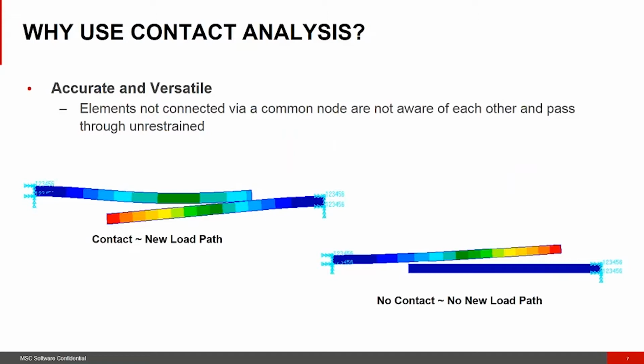And why do we say it's accurate? Because contact allows you, especially for complex assemblies, to have a better load transfer and also capture the correct load path and the physics of the structure. If you don't define contact between the parts, they're not going to see each other, and the parts are going to pass through each other. You can see that on the right-hand side. Whereas when we have contact, you're going to define how these parts are going to interact, whether it's going to be glued or whether it's going to be touched, etc.